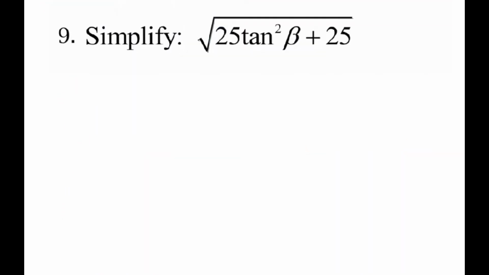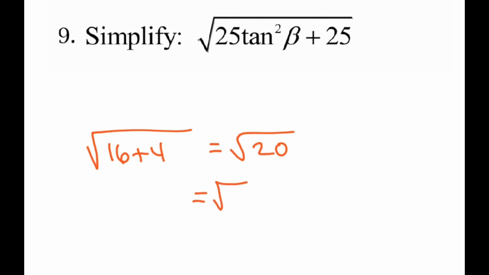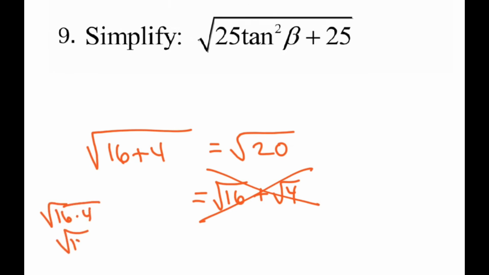Okay, the last one we're going to do is we're going to simplify the square root of 25 tangent squared beta plus 25. So before you get too excited that this is an easy one, let's go back and talk about some basic ideas. When we talk about the square root of 16 plus 4, what's that equal to? Hopefully you said square root 20. Is it equal to the square root of 16 plus the square root of 4? Nope. It's not equal to that. Addition is not the same thing as if we were multiplying. If we were multiplying square root of 16 times 4, then that's equal to the square root of 16 times the square root of 4, but not if you're adding. So adding is different than multiplying.